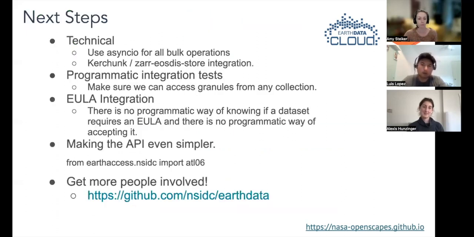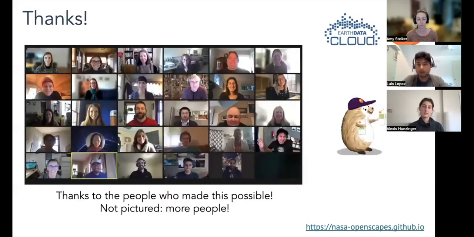And there are some things that we are still working on, or would like to work on technically, that overcoming will make things simpler for the scientists. But the most important, I think, will be even more engagement from the community. So that's the repository on GitHub at NSIDC. Currently, it's called earthdata, but it will change to Earth Access. And finally, this is a community effort, like Amy and Alexis said. And there are more people that are not in this photo that make all of these things possible.